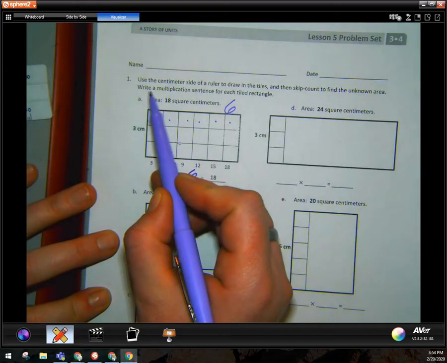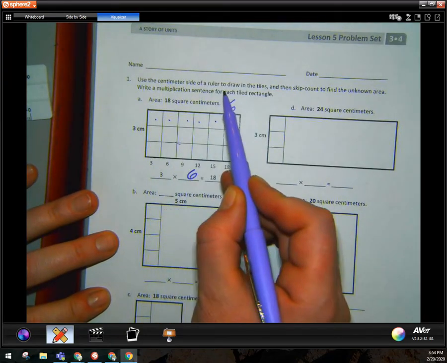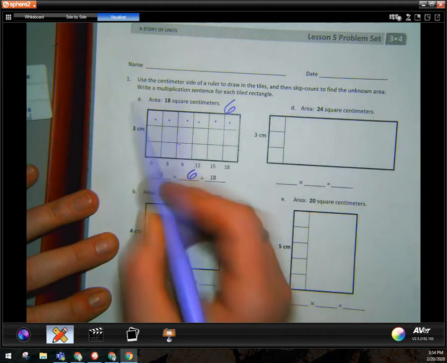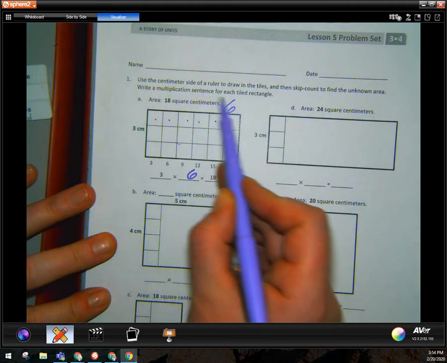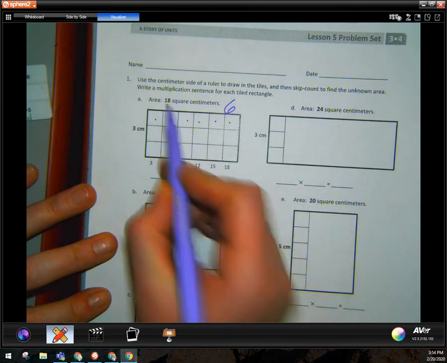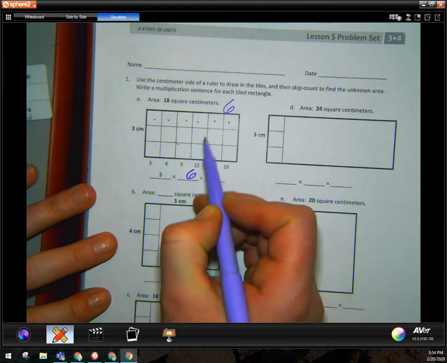Okay, so the directions on this say use the centimeter side of a ruler to draw in the tiles, and then skip count to find the unknown area. Write a multiplication sentence for each tiled rectangle. They're giving us the area here, so we know what the inside of it is.